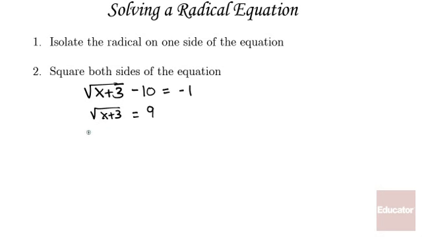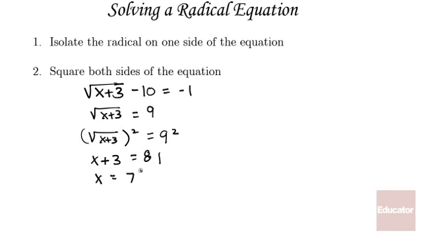Next step, square both sides. A radical times itself is the radicand, so that gives me x plus 3, because it's radical x plus 3 times radical x plus 3. 9 squared is 81. Solve for x by subtracting 3 from both sides, and I get x equals 78. So first step, isolate the radical on one side of the equation. Step 2, square both sides of the equation, and then go ahead and solve for x as usual.